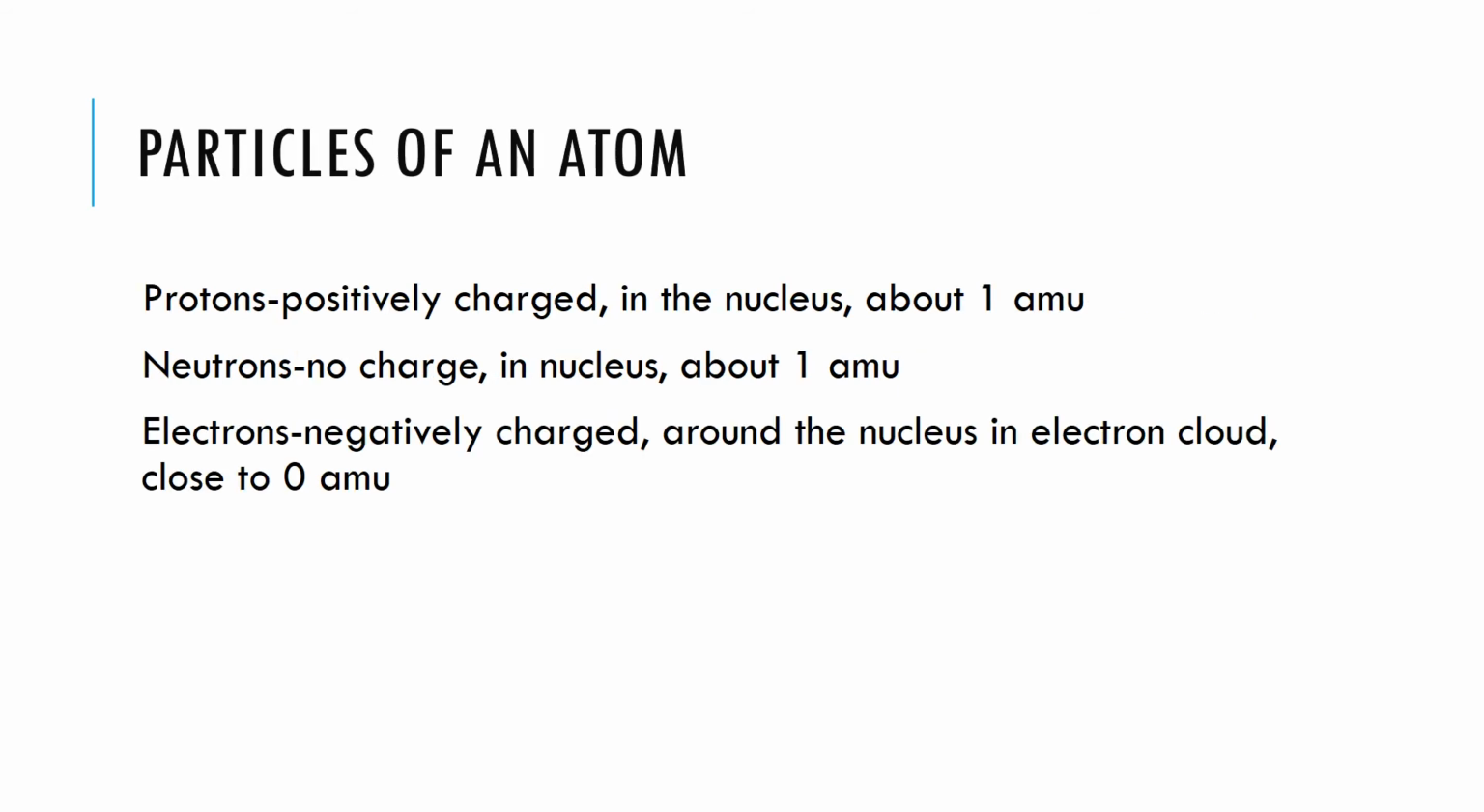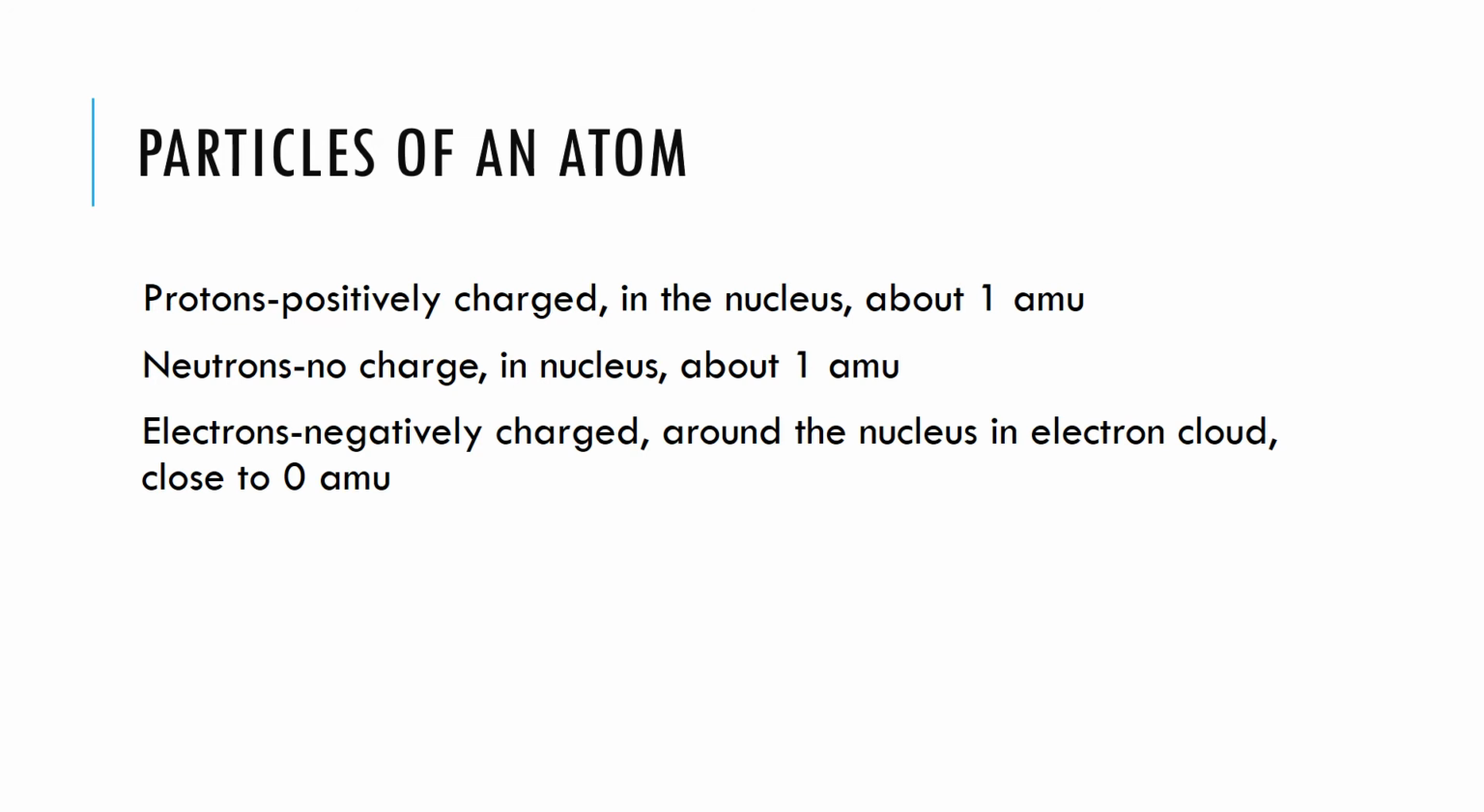Alright, the 3 particles of the atom, which again, hopefully we've got that pretty well down, but as a reminder, protons are positively charged, so positive protons. They are in the nucleus, and they are about 1 AMU, which stands for atomic mass unit. That's how big they are. A neutron is neutral, so it has no charge. It's also in the nucleus, and it's about the same size as a proton, so about 1 AMU also.